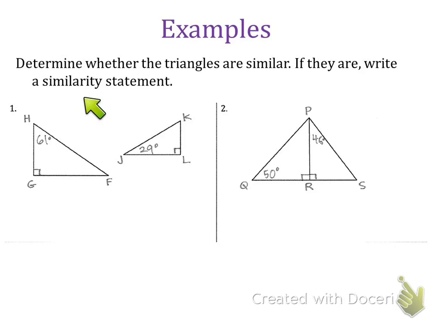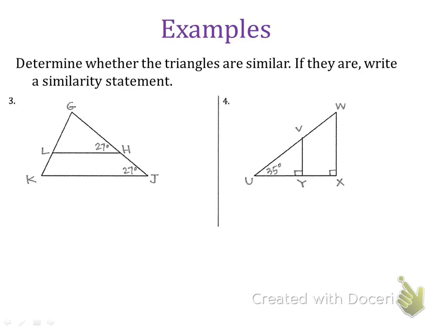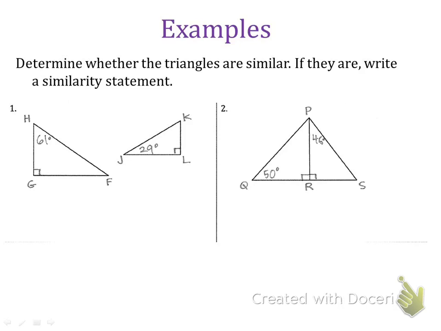So here's what we're doing. We're going to determine whether the triangles are similar. If they are, we're going to write a similarity statement. But we've got to determine if we've got congruent angles. So here's how angle-angle works. We definitely notice angle G, whoops, those are the 90 degrees. But we don't see the 61 matching the 29. But what if there was supposed to be 61 degrees over here?